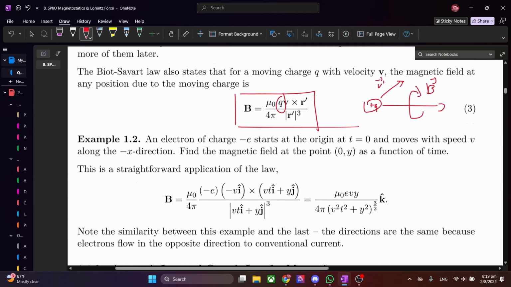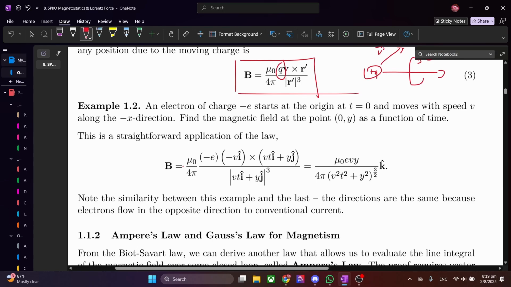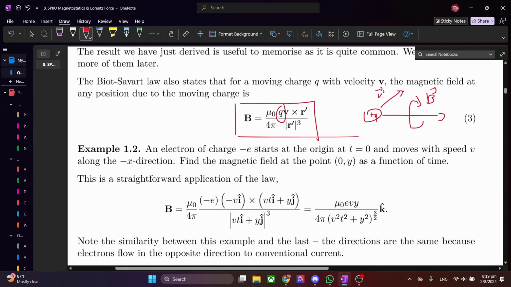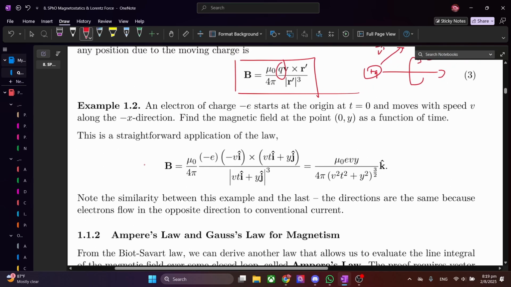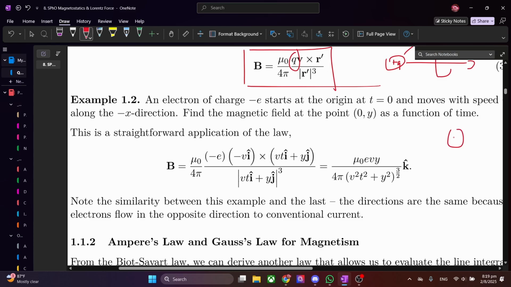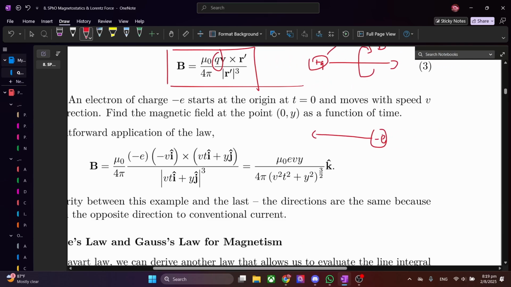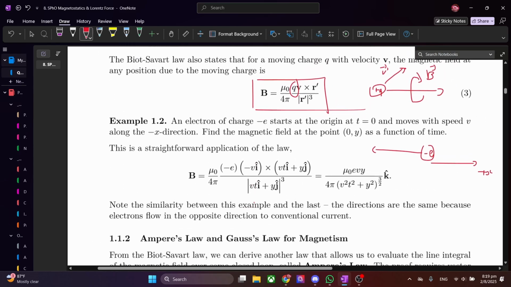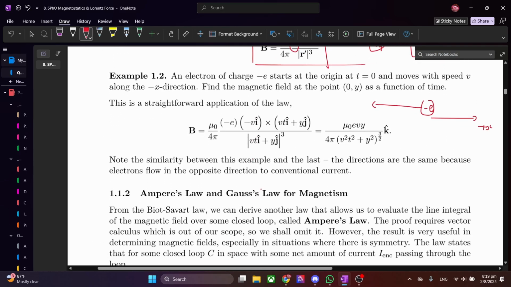And here I give another example, but I think it should be pretty straightforward. It's just a straightforward application of the law. Basically, you have an electron that moves in this direction when your x is in this direction. So then you just directly apply the law as I mentioned just now. Yeah. So that's the Biot-Savart law. I don't think I have much to talk about this again.